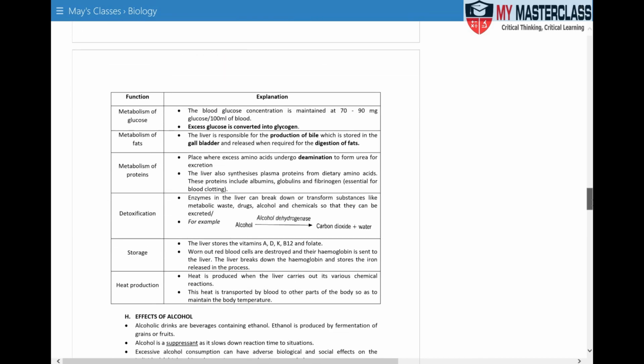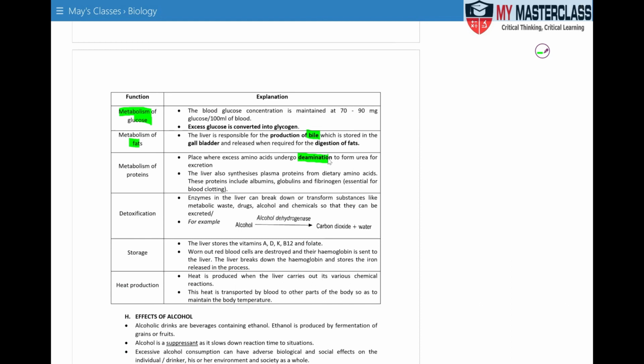Now, important functions of the liver. Some of these we have gone through, so let's go through the ones we have covered first. We went through the metabolism of glucose, whereby excess glucose is stored in the form of glycogen. Metabolism of fats: how is the liver responsible for fat metabolism? It is due to the production of bile, and bile will emulsify fats; the liver is an accessory organ to that. Similarly for proteins, they will undergo deamination.